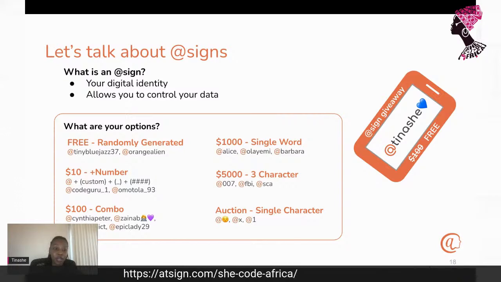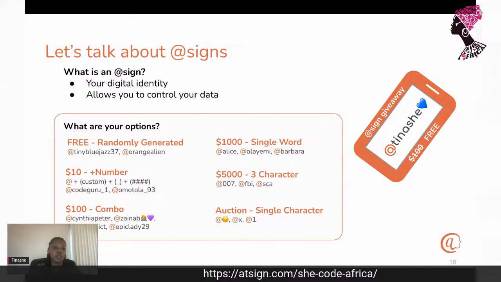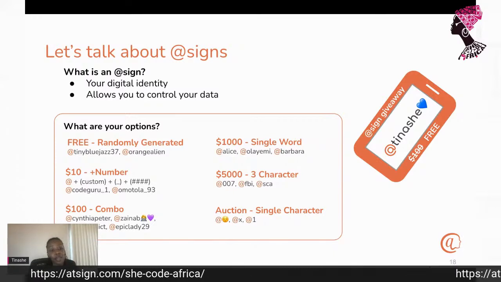These cost $10. And these can be anything like @codeguru_1 or omotola_93. Pretty much whatever you want, underscore and up to 4 numbers. After that, we have the combo @signs.